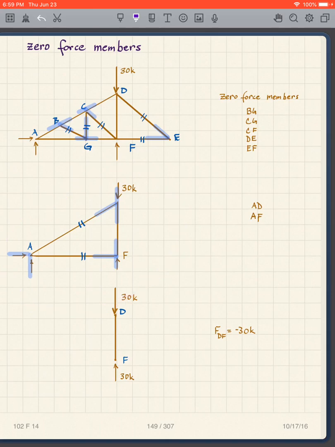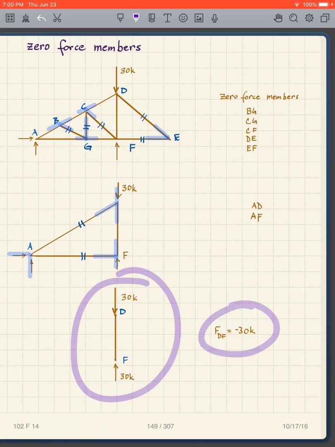So now I'm down to this, and what do I see? Well, now I have a T here, which means this is zero force, and I have a T here, which means this is zero force. So I can remove these, and then these two become zero force. And then all I'm left with is this. So that one got rid of everything. I basically just have one member here, and it has compression of 30 kips.